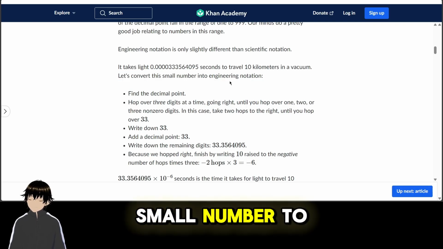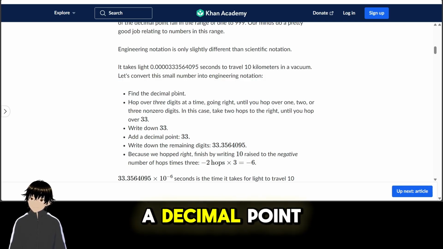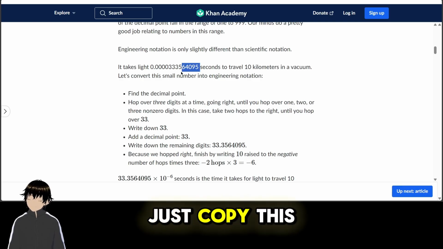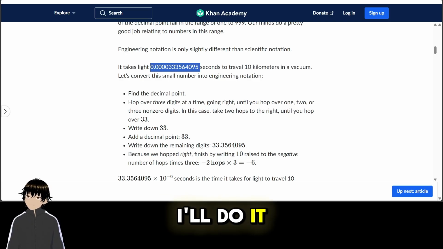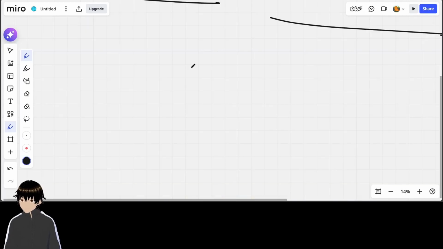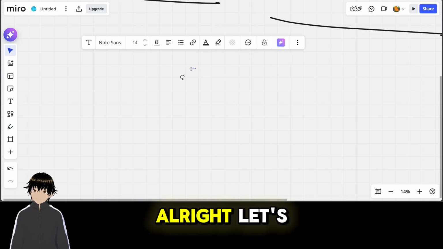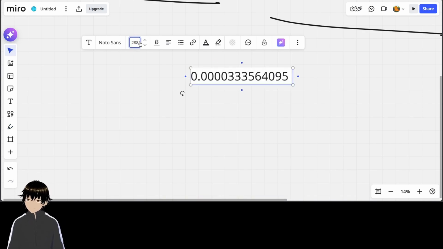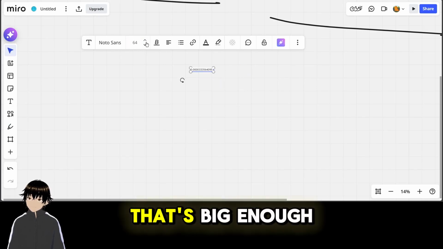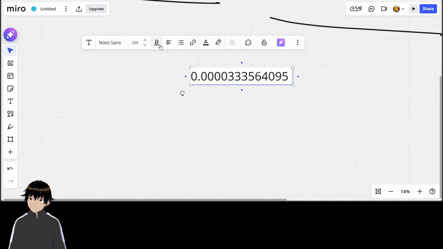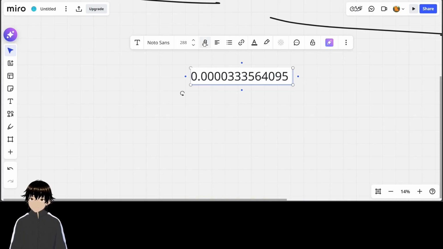Let's convert this small number to engineering notation. It says here, find a decimal point. Okay, so let me just copy this. I'll do it myself. All right. I think that's big enough.